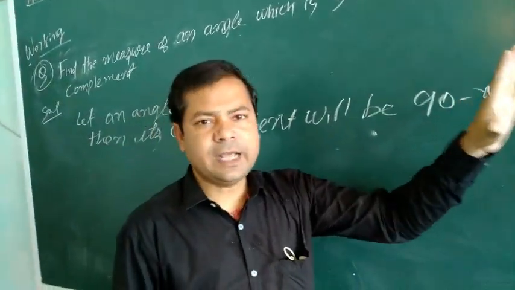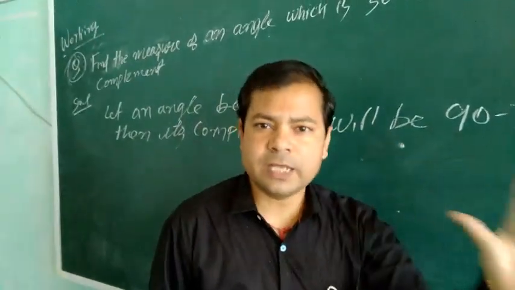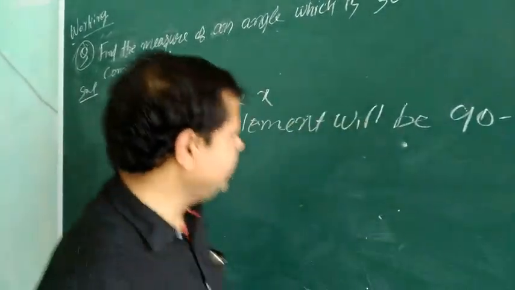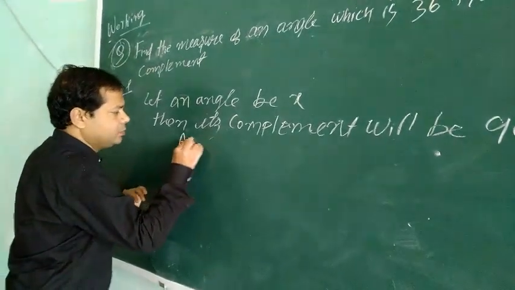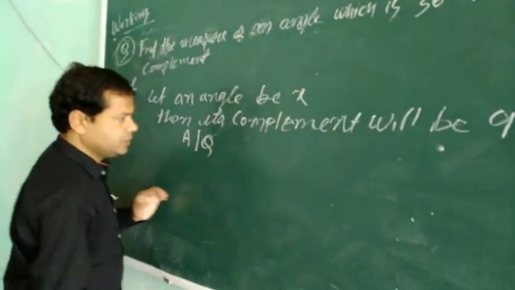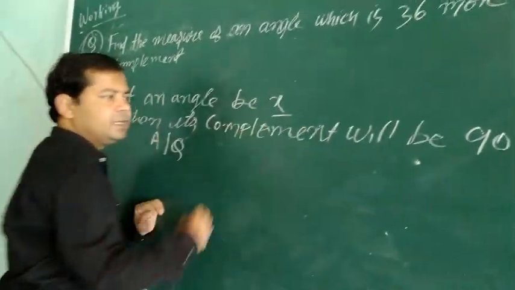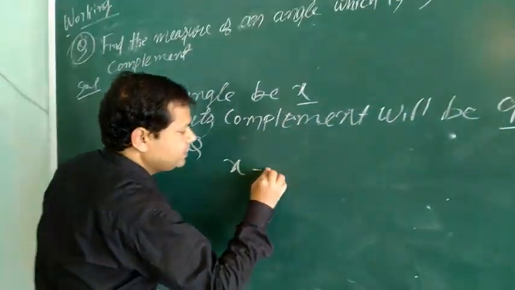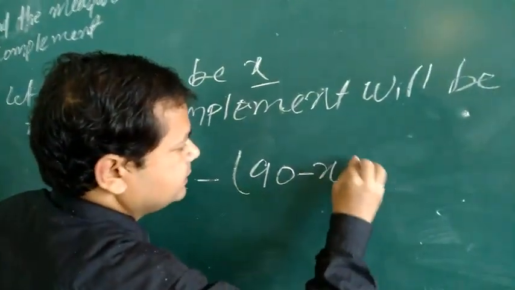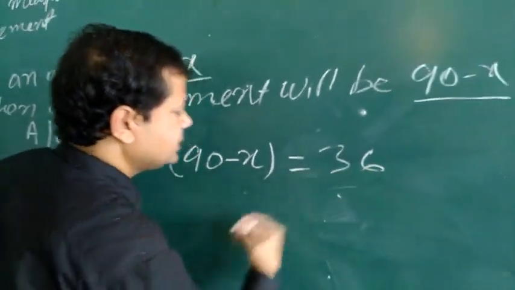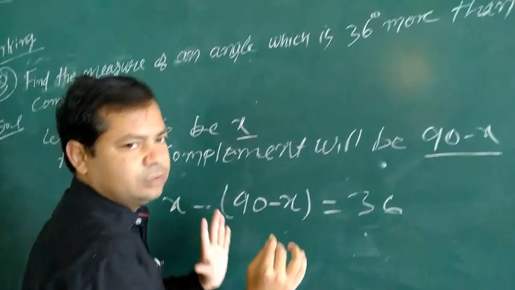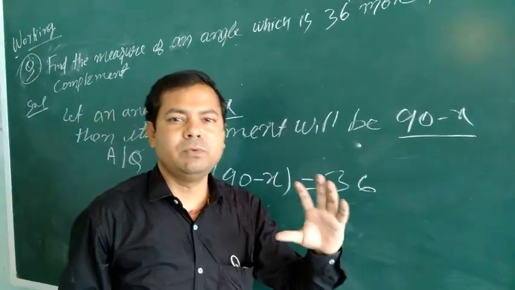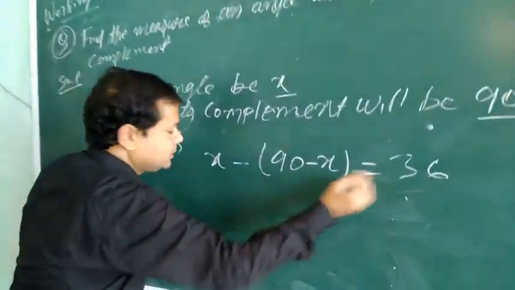Here the angle is 36 degrees more than its complement, so there will be a difference of 36 degrees. So we can write, according to the question, since the required angle is greater than its complement by 36 degrees, its difference will be 36 degrees. This implies 36 degrees. Is that clear? This comes from the question. It is clearly given that the required angle is 36 degrees more than its complement. Now try to solve it.